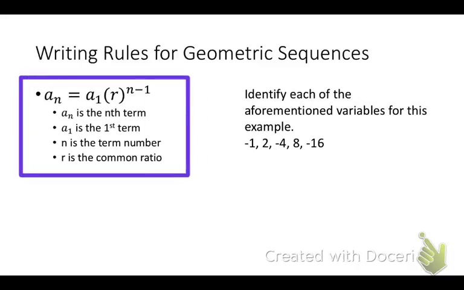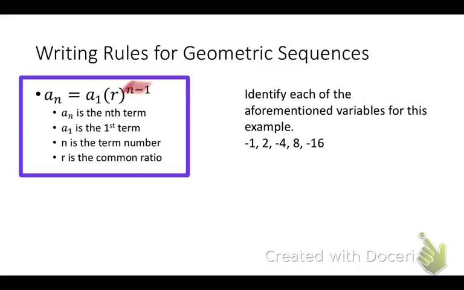write a rule. And geometric sequence is probably the easiest rule that you will ever write, because all you have to do is know what the first term is and know what the common ratio is, and then you're just going to stick the n minus 1 up on as your exponent. Okay, is all you have to do. So you have to know what the first term is, and you have to know what the ratio is. That is it.